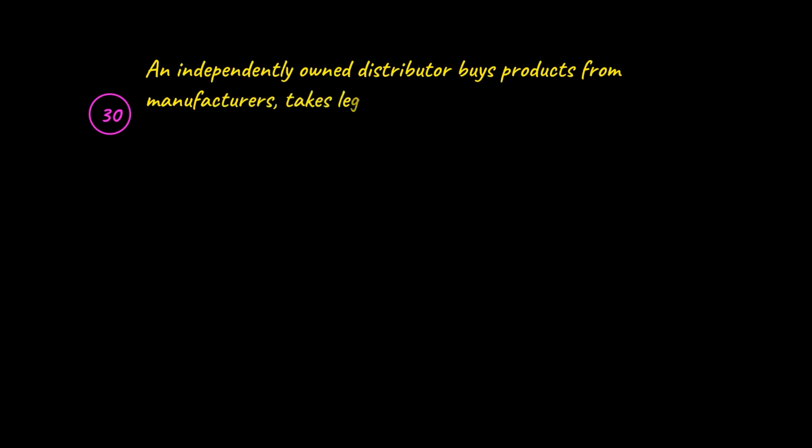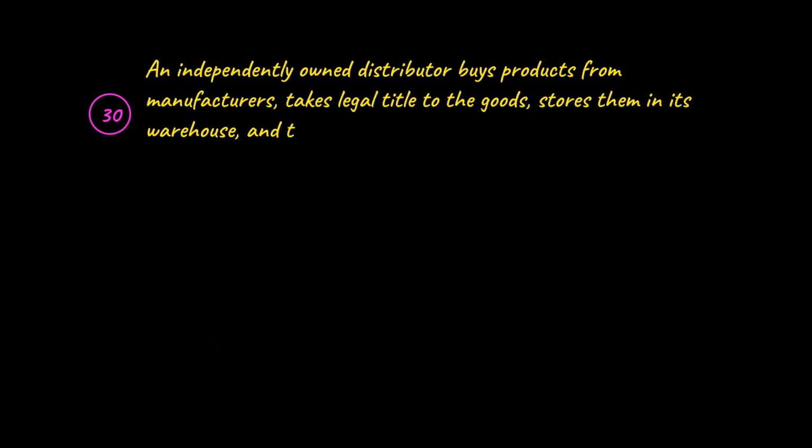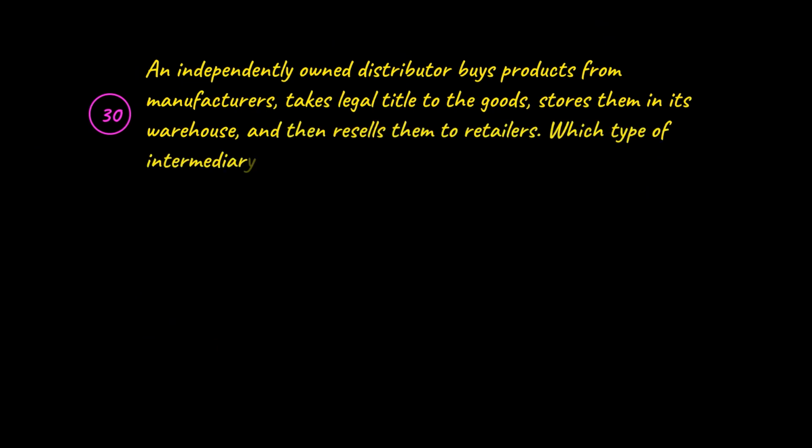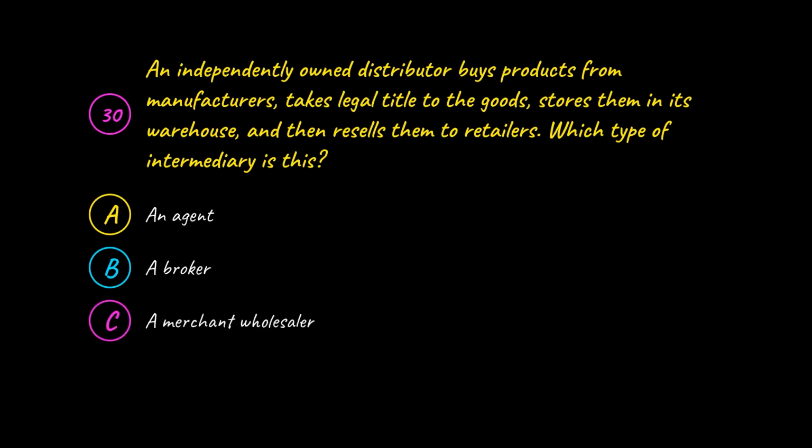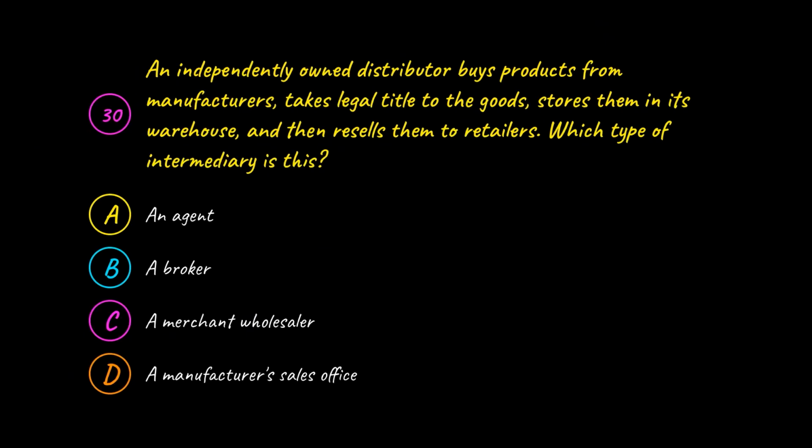Question 30. An independently owned distributor buys products from manufacturers, takes legal title to the goods, stores them in its warehouse, and then resells them to retailers. Which type of intermediary is this? Your options are A. An agent, B. A broker, C. A merchant wholesaler, D. A manufacturer's sales office. Which would you go with? Lock it in before the reveal.